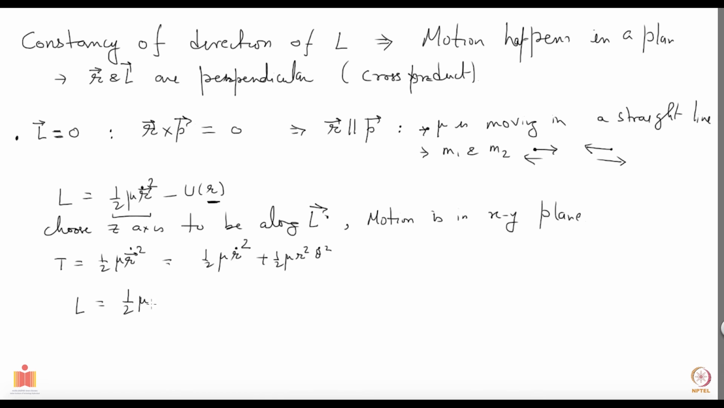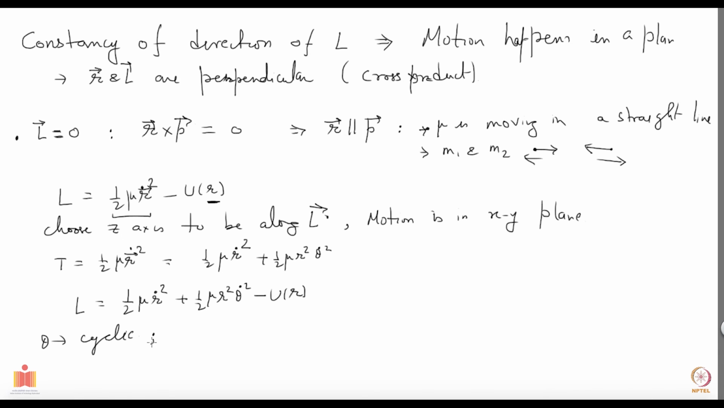Half mu r dot square plus half mu r square theta dot square minus u of r. This r is just the radial distance. It's no more a vector because we also have theta now, and this is the Lagrangian. We should always look whether something is cyclic here, and indeed it is. You see that theta does not appear anywhere. The r does appear everywhere, but theta does not, which means theta is cyclic, and which further means that the momentum conjugate to theta would be conserved.